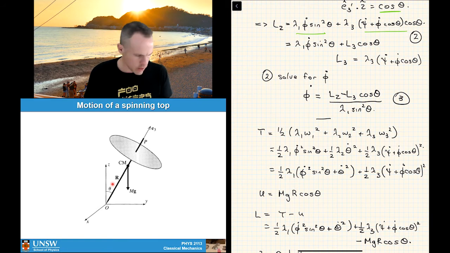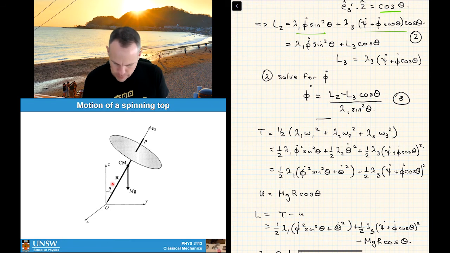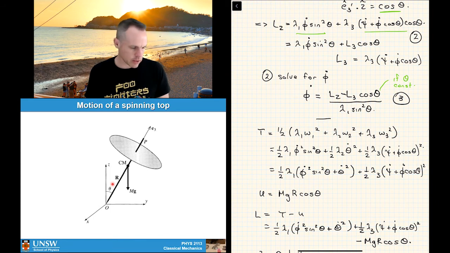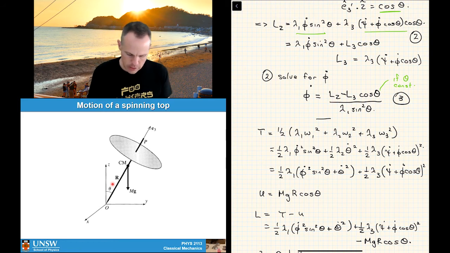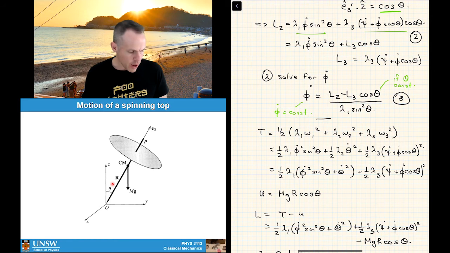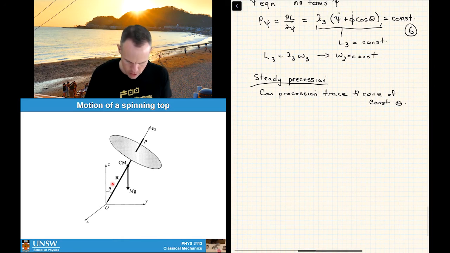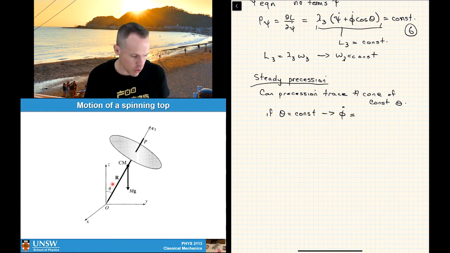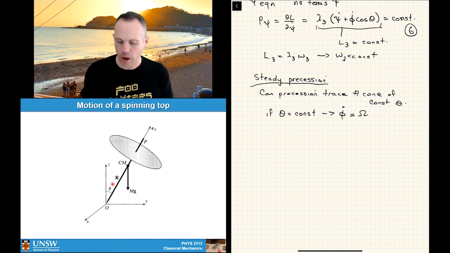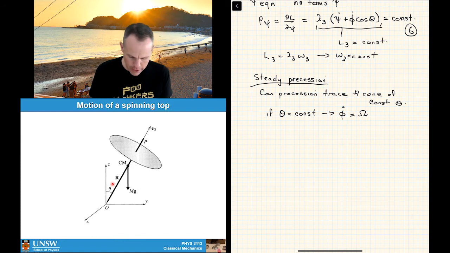what we know is that if theta is a constant, then this will be fixed, and the trig relation on the bottom will be fixed, and LZ and L3 are conserved, we showed that, and lambda 1 is fixed because it's a geometrical parameter, okay? So then our phi dot will equal a constant as well. So down here, if theta equals constant, then phi dot is equal to a constant, and we'll call that constant omega, because I ultimately know where the answer is going to be in this.